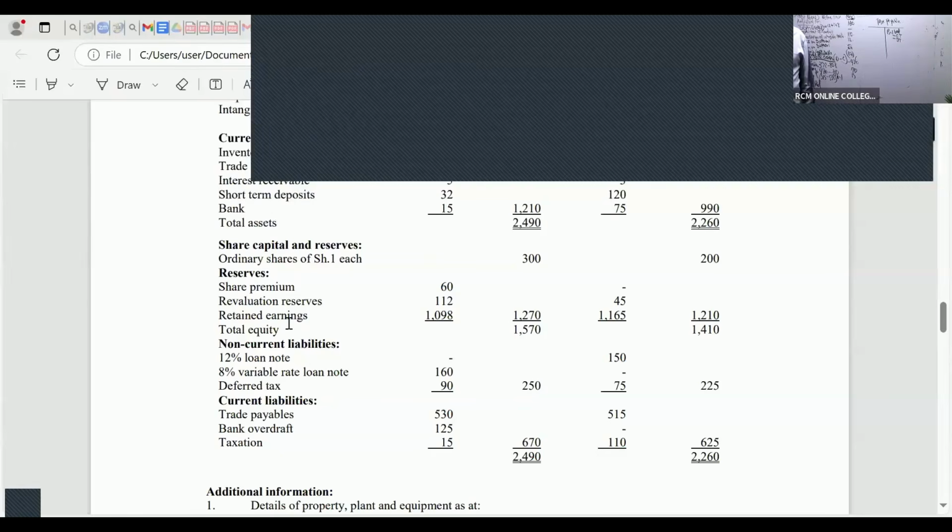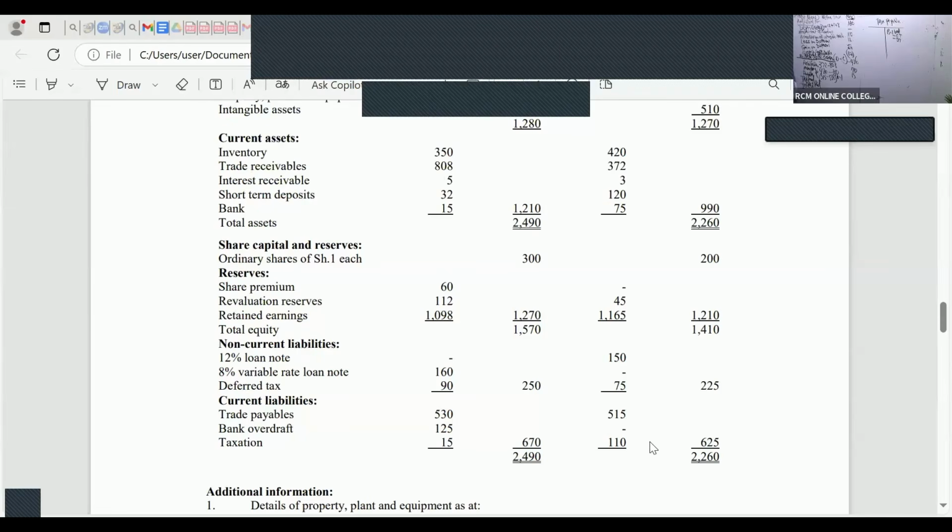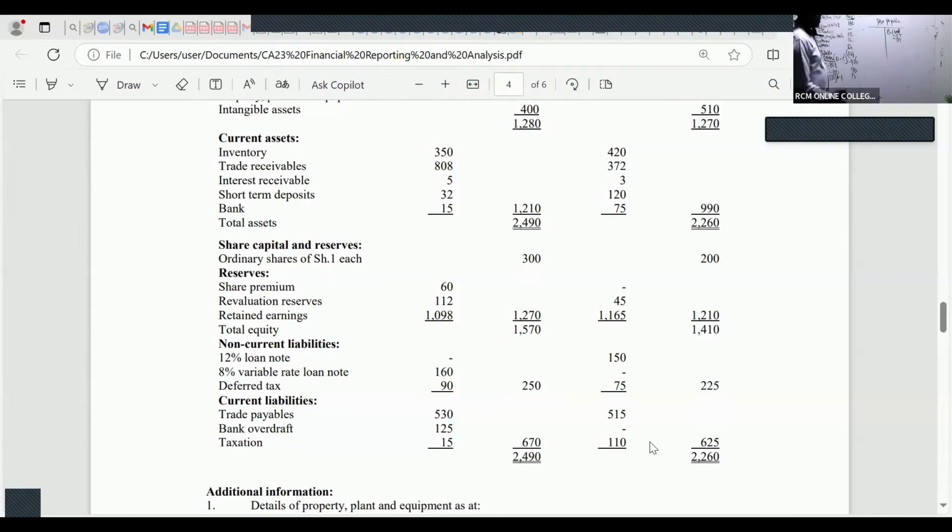Current taxation. So go to your liabilities. You can see your taxation 2022. Is there somebody who is able to see a figure of what year? A figure of 110. You know that's current. So current tax is 110.